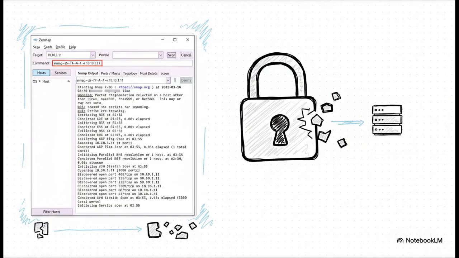Here's another really clever one: packet fragmentation. See, firewalls are often looking for the telltale signs of a scan. So an attacker can use a command that chops their scan up into tiny little pieces. The firewall might look at each tiny piece and think it's harmless, but when those fragments get to the target machine, it puts them all back together and the scan works perfectly. It's like sneaking something past a guard by taking it apart first.